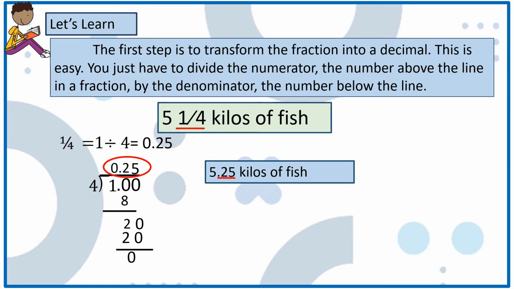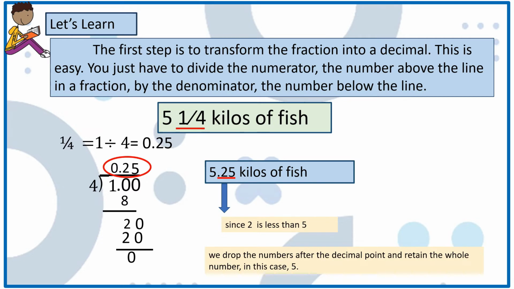Okay, now we are going to round this decimal into the nearest whole number. Since 2 is less than 5, we drop the numbers after the decimal point and retain the whole number. That is 5. It means the estimated kilos of fish is 5 kilos.